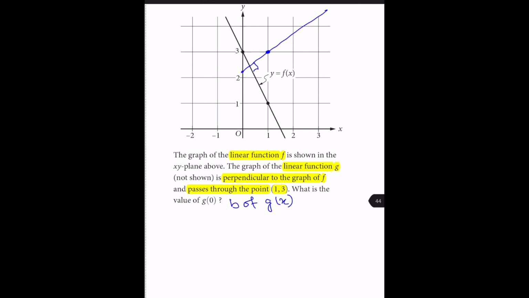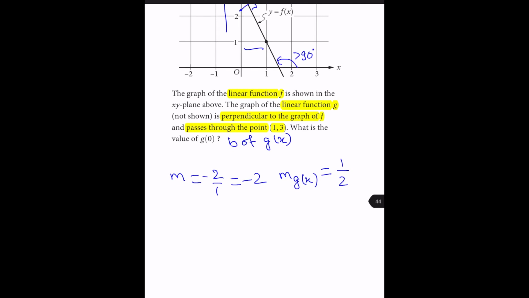First, we need to find the slope of f(x). We can do that by rise over run, which is 2 over 1. And we know it is negative because it has a negative slope. You can also tell it's a negative slope by looking at this angle, which is obtuse, and that's greater than 90 degrees. So the slope of f(x) is negative 2. That means the slope of g(x) is going to be the opposite reciprocal, because it's perpendicular to f(x). So the slope of g(x) is 1 over 2.